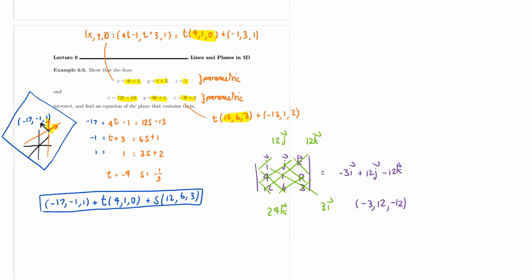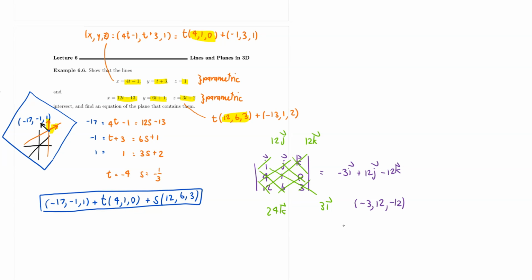Now I know that the equation for my plane is then going to be negative 3x plus 12y minus 12z, and that is going to equal something. Let me call that d for a moment. Once again, whenever we have the coordinate for the normal vector, I can just simply pull out the coefficients negative 3, 12, and negative 12 to be the coefficients for my x, y, and z. And now to find the d here, I'm just gonna have to plug in one of the points that I know lies on the plane. In this case, I know that the point negative 17, negative 1, and 1 lies on the plane.